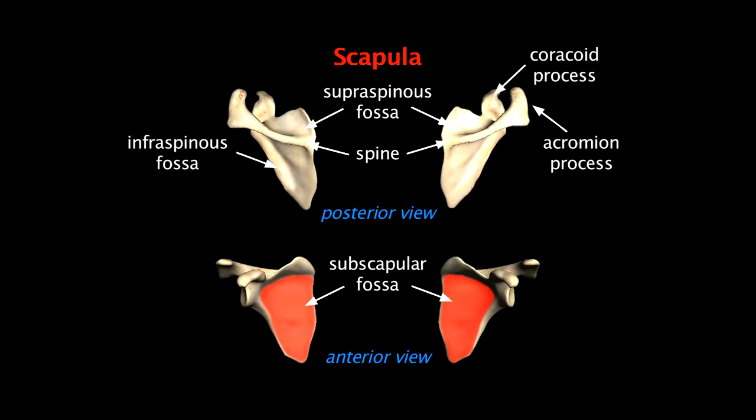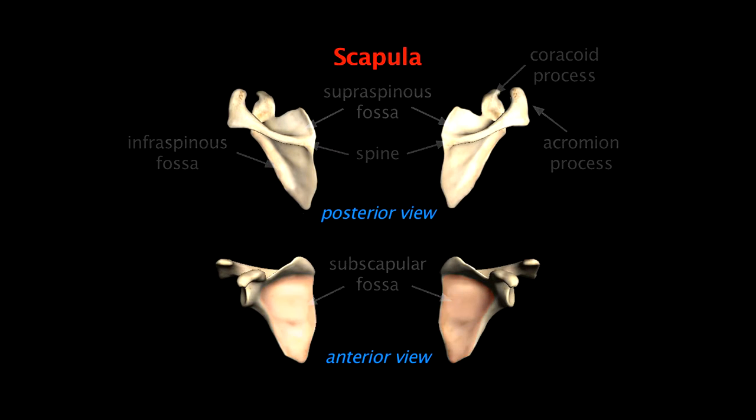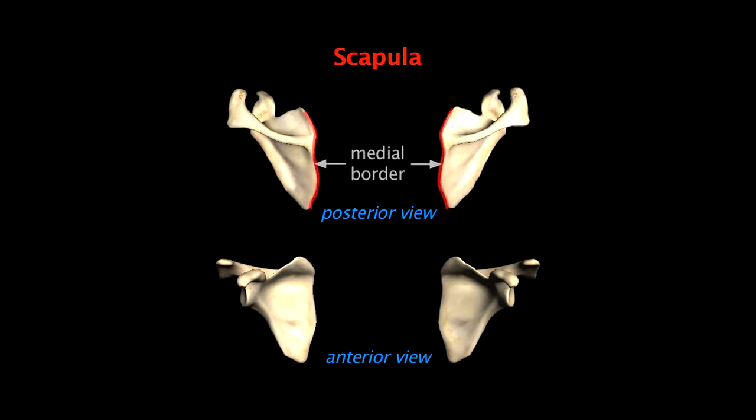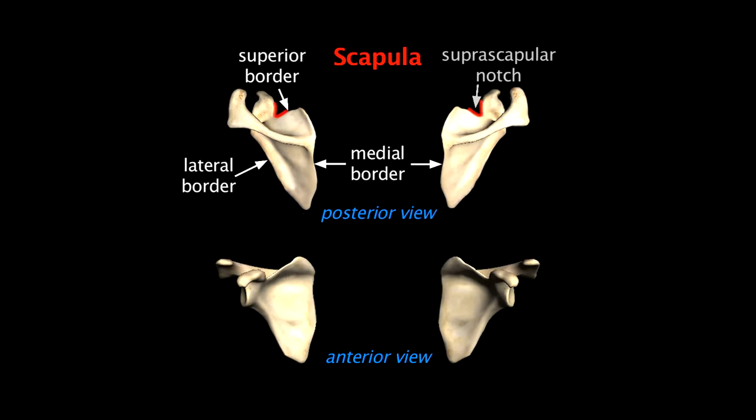The borders of the scapula are named for clarity to help with orientation. The edge closest to the vertebral column is the medial border. This diagonal edge is the lateral border, and the top is the superior border. Along the superior border, near the coracoid process, is the suprascapular notch through which the suprascapular nerve travels. The angles of the scapula are also defined. They're named the superior and inferior angles.